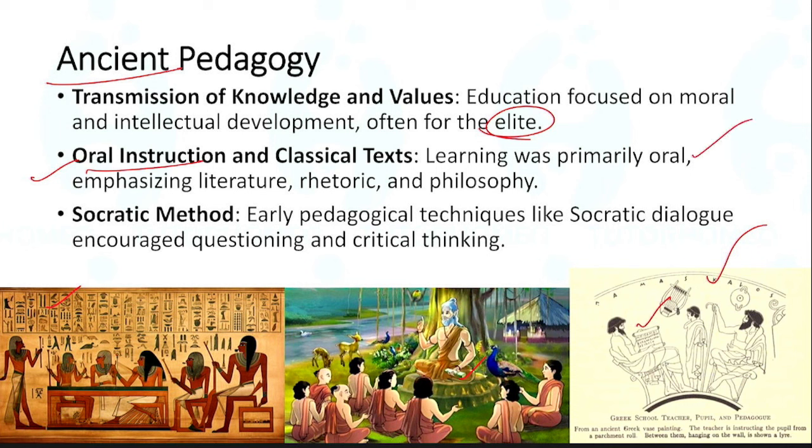Learning was primarily oral, emphasizing literature, rhetoric and philosophy. All this philosophical thinking was more encouraged in the ancient pedagogical time. So basically moral and intellectual development and also knowledge transmission from one generation to another was done in ancient pedagogy. Fine. The Socratic method means critical thinking, like a dialogue. The teacher used to put a question to the group of students, and they were made to think on the particular thing. They were encouraged to ask questions and to think critically, and thereby the philosophical aspect of their mind developed. Okay, that is about ancient pedagogy.